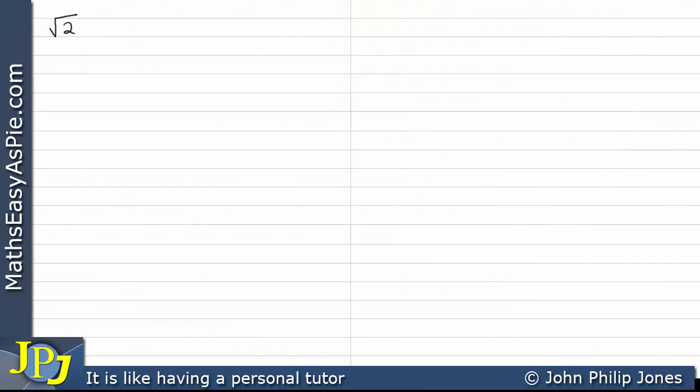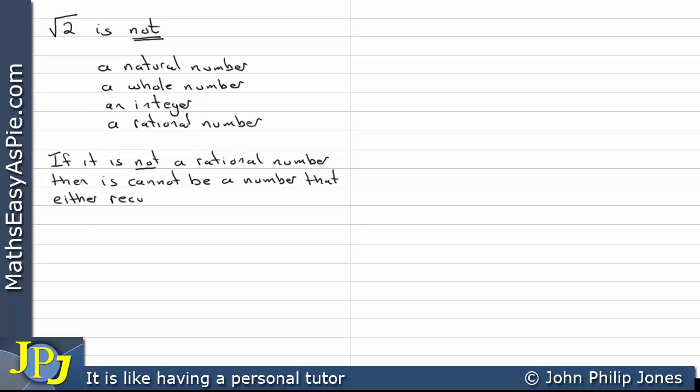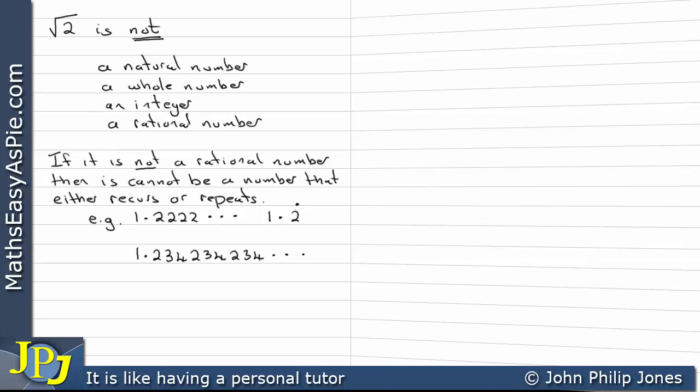The square root of 2 is not a natural number. It's not a whole number. It's not an integer. It's not a rational number. Remember, if it is not a rational number, then it cannot be a number that either recurs or repeats. Here's an example of a recurring number. Here's an example of a repeating number.